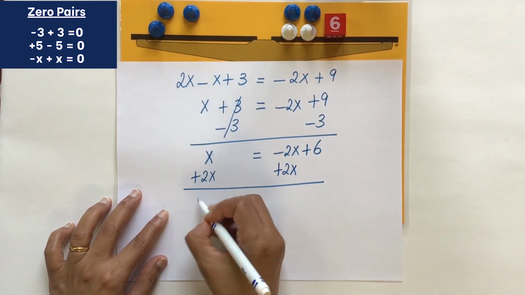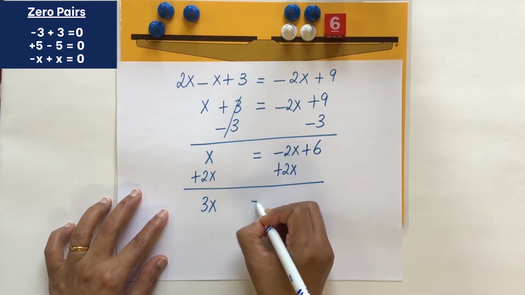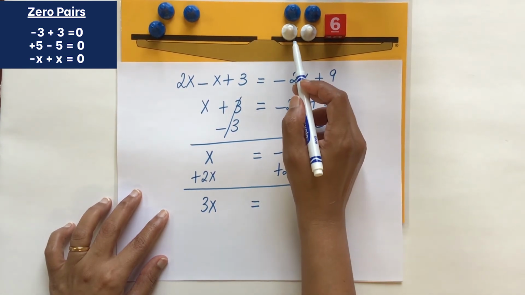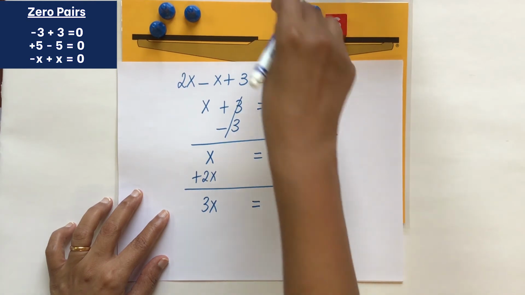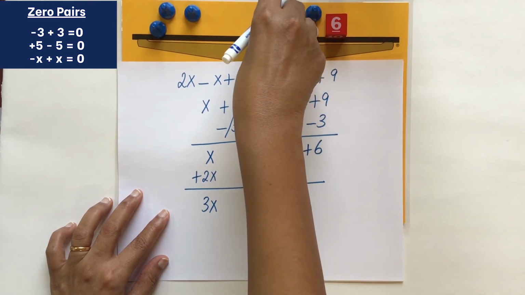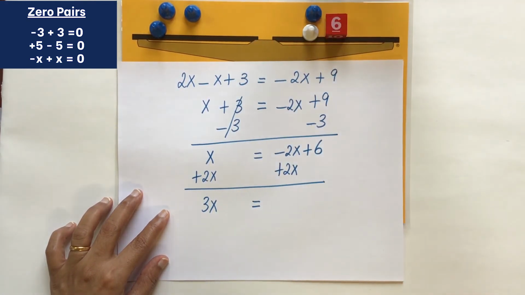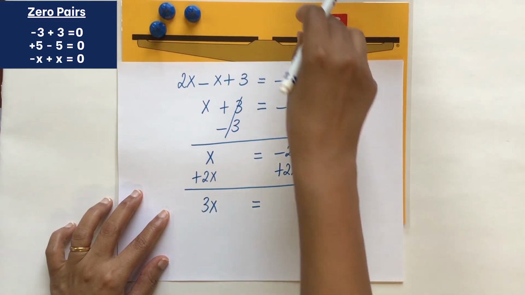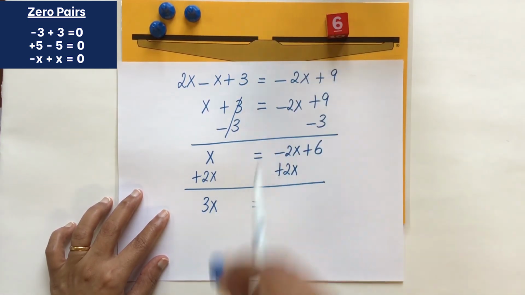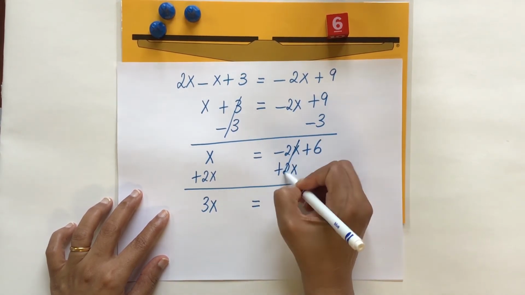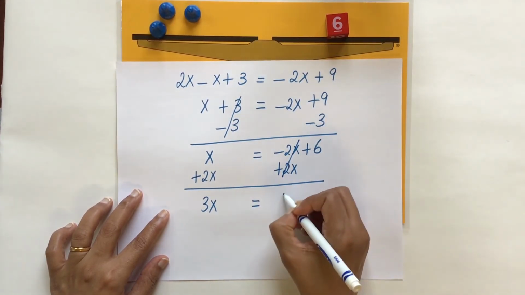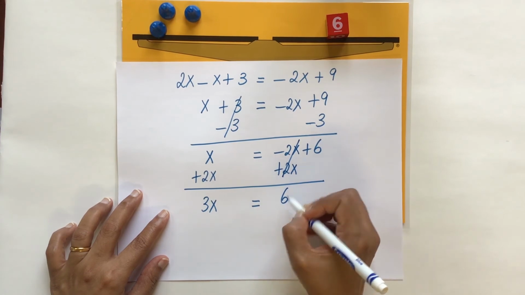The left side now becomes 3x. The right side, as you can see, you have a positive x and a negative x, which becomes a 0 pair. 0 pairs are nothing but 0, so I can take them off. That is once again a 0 pair and I can take them off. So a negative 2x and a positive 2x cancels out. On the right side, I now have a 6.